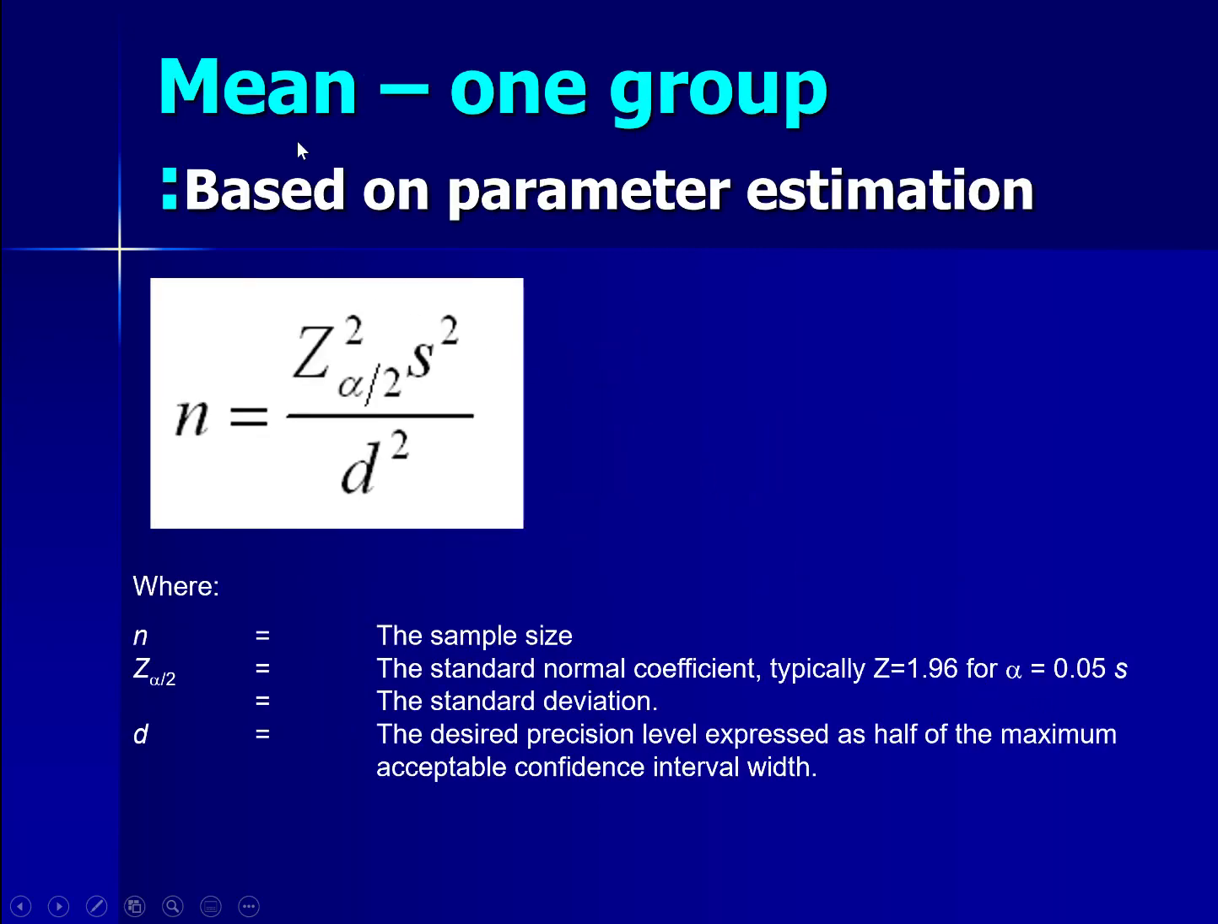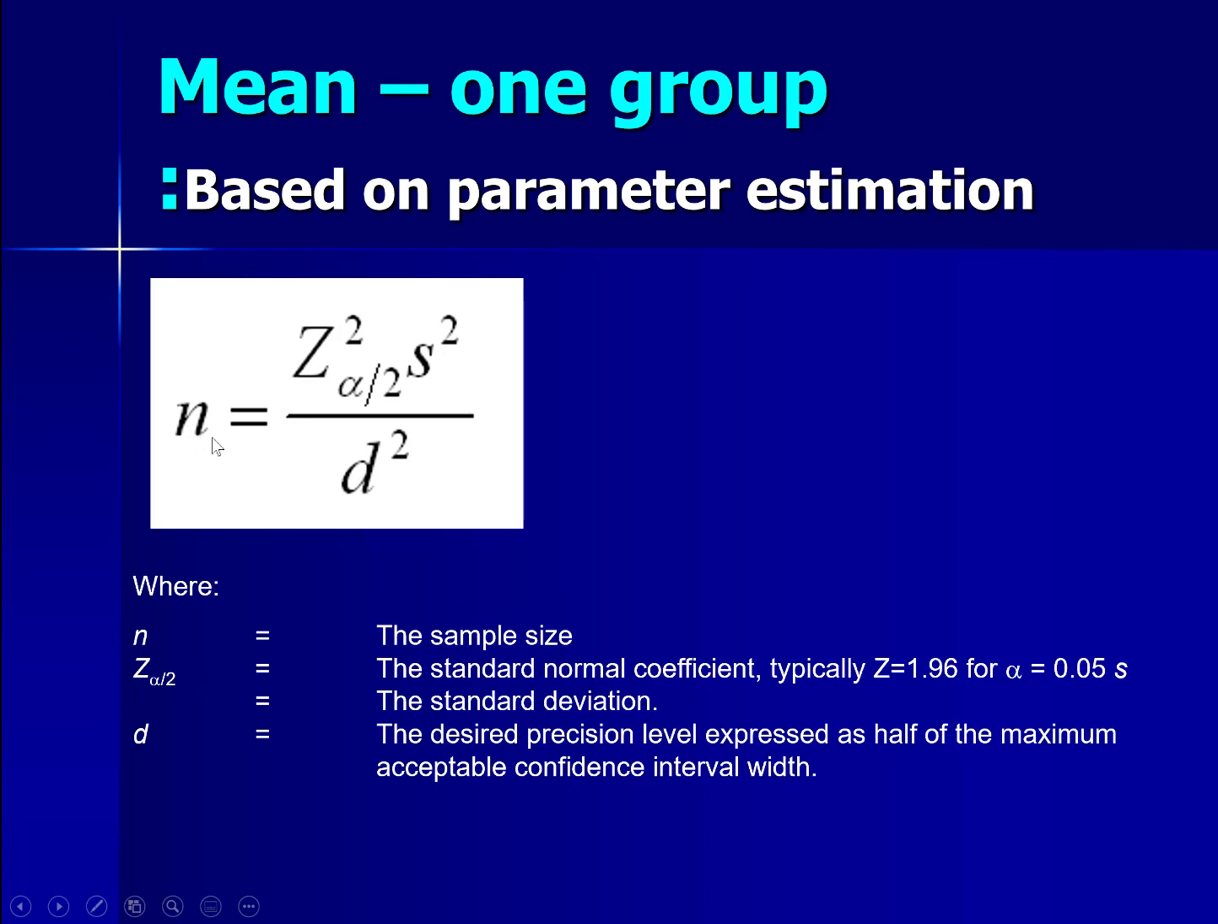The first one is, if we have a research dealing with an outcome that is continuous and there are no comparisons, so it is the mean for one group. And here is the formula that is based on parameter estimation. As you can see, there is no z beta. Again, the beta and alpha, we will talk about in the last sessions of this lecture. So here is the formula for that research about estimating the mean for one group. Like, what is the mean weight of the students?